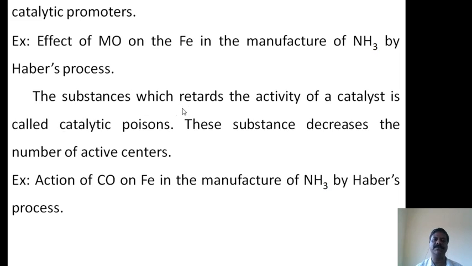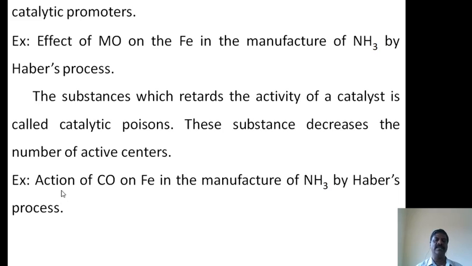The substances which retard the activity of the catalyst are called catalytic poisons. Means a substance that decreases the activity is called a catalytic poison. These substances decrease the number of active centers. Promoters increase the active centers on the catalyst, whereas catalytic poisons decrease the active centers on the surface of the catalyst.